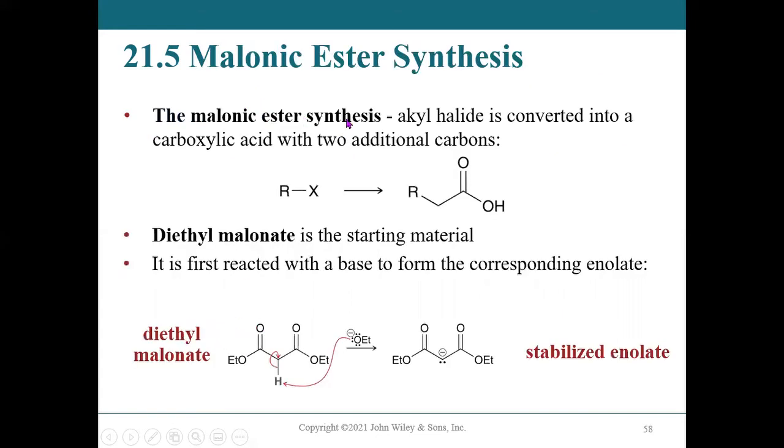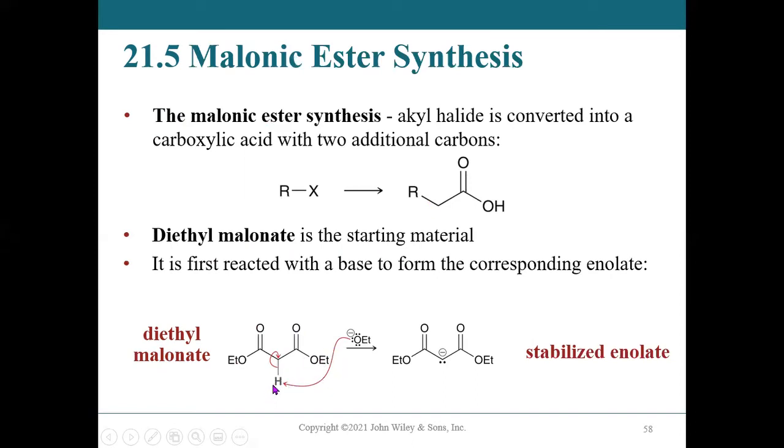The malonic ester synthesis is this process. An alkyl halide is converted into a carboxylic acid with two additional carbons. That happens with diethyl malonate as the starting material. It is first reacted with a base to form the corresponding enolate. And here is one example of diethyl malonate, which has this alpha hydrogen.